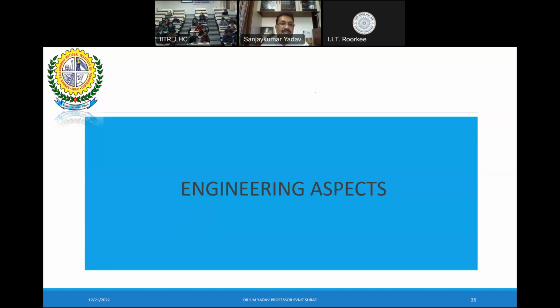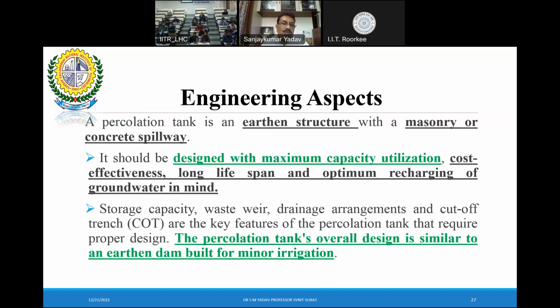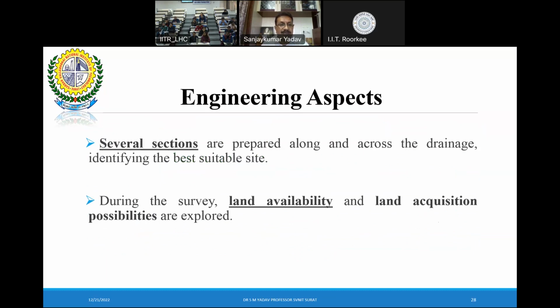What are the engineering aspects one should keep in mind while going for a percolation tank? A percolation tank is an earthen structure with a masonry or concrete spillway. It should be designed with maximum capacity utilization, cost effectiveness, long lifespan, and optimum recharging of groundwater in mind. Storage capacity, waste weir, drainage arrangements, and cutoff trench are the key features of the percolation tank that require proper design. The percolation tank's overall design is similar to an earthen dam built for a minor irrigation scheme.